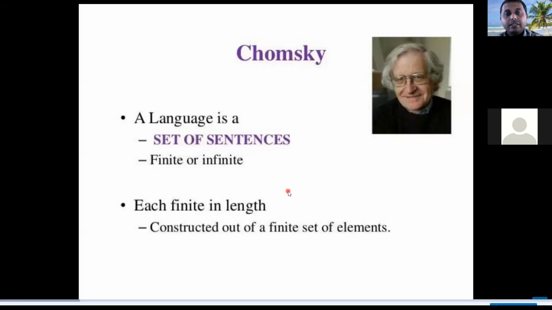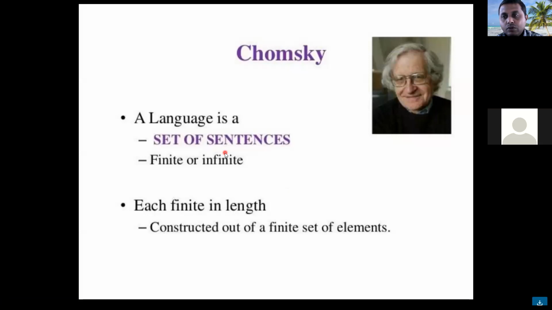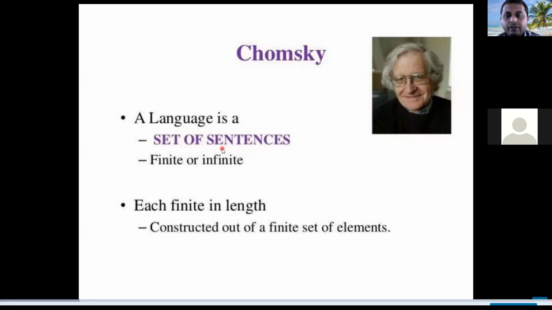Today, let's discuss Chomsky's views on language. As you know, Chomsky is a very well-known name in the world of linguistics. So Chomsky defines language as a set of sentences, finite or infinite. Finite means limited, infinite means unlimited.